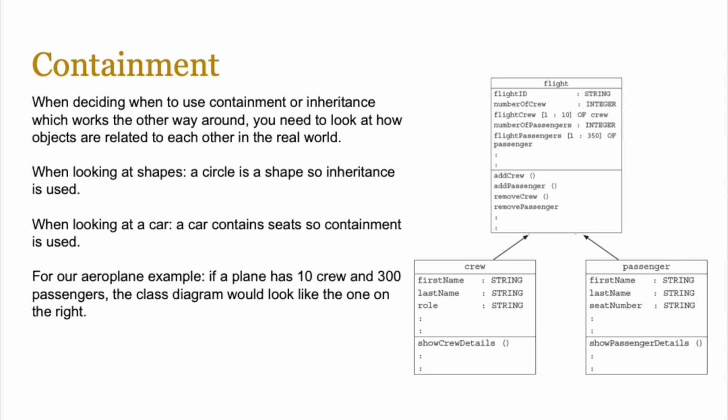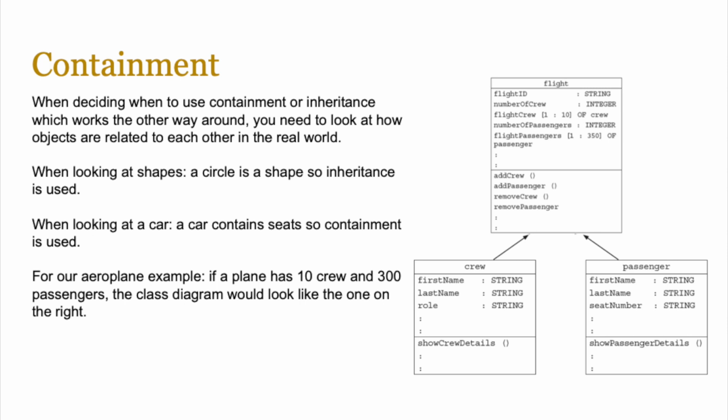Now for our aeroplane example, if a plane has 10 crew members and 300 passengers, the class diagram would look like the one on the right. We've got two classes called crew and passenger. The crew has the first name, last name, and the role of the crew member, and it has a show crew details method, which allows you to print out perhaps the crew's details. And similarly for the passenger, we've got the first name, last name, and the seat number, and show passenger details is a method that prints those out.